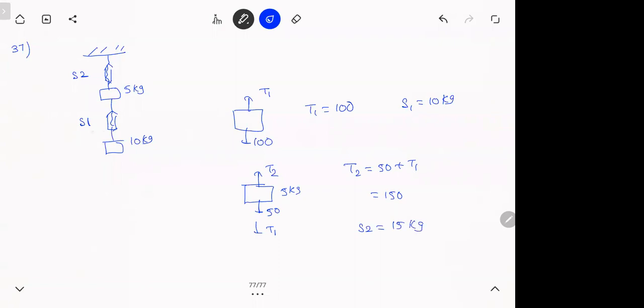This is kind of obvious because see, now this spring S1 is balancing only 10 kg. S2 is balancing 15 kg. So you could directly say S2 is balancing 15 and S1 is balancing 10. No need to do this much. This is an easy one. The next one is a good one.